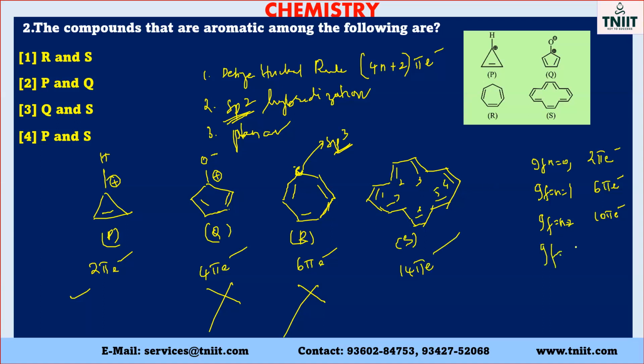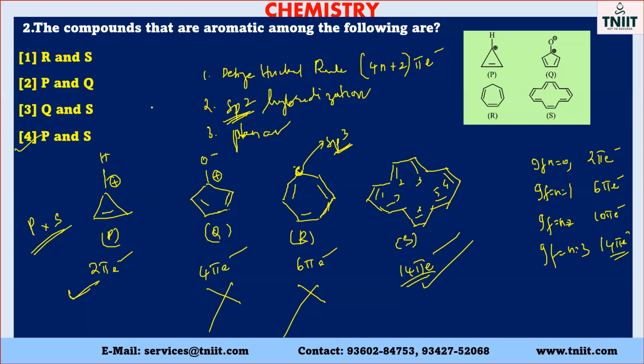If n is equal to 3, so what happens according to Huckel's rule? 4 into 3 is 12, 12 plus 2 is 14. So if a molecule contains 14 pi electrons, then it will be aromatic. This is aromatic. See, all the carbon atoms are sp2 hybridized. It is a planar molecule, and it also contains 14 pi electrons. Therefore, P and S are aromatic. Hence, the answer for this question is option 4.